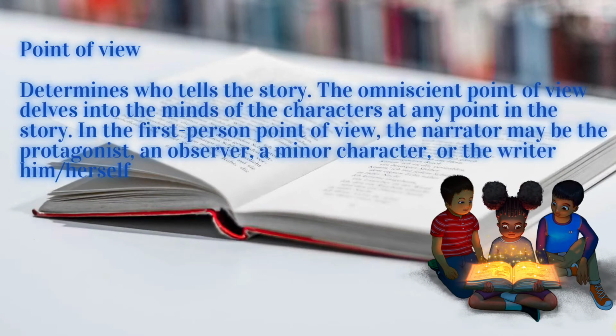The next element of fiction is point of view or POV. Point of view determines who tells the story. The omniscient point of view delves into the minds of the characters at any point in the story. In the first person point of view, the narrator may be the protagonist, an observer, a minor character, or the writer himself or herself. Now, the point of view in the story is something that I will not reveal because that will be part of your requirement in my class Philippine Literature in English. It's simple. Just look at the way the story was told. Is there a narrator or is one of the characters talking?